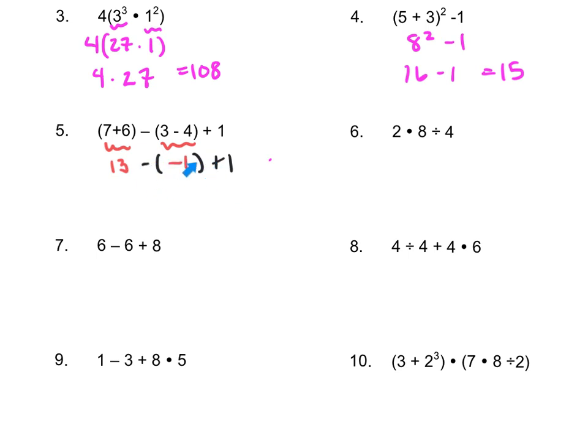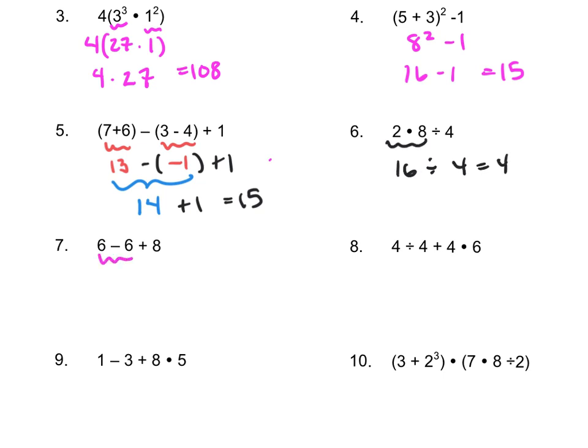You don't have to worry about this being in parentheses because there's nothing to do here. I'm just making sure we don't mix up our negatives here. So 13 minus a negative 1 would be like adding 1, so I'd get 14 plus 1, and our final answer would be 15. Over here, we're going to multiply first and then divide because we're moving left to right. So we'd get 16 divided by 4 is 4.